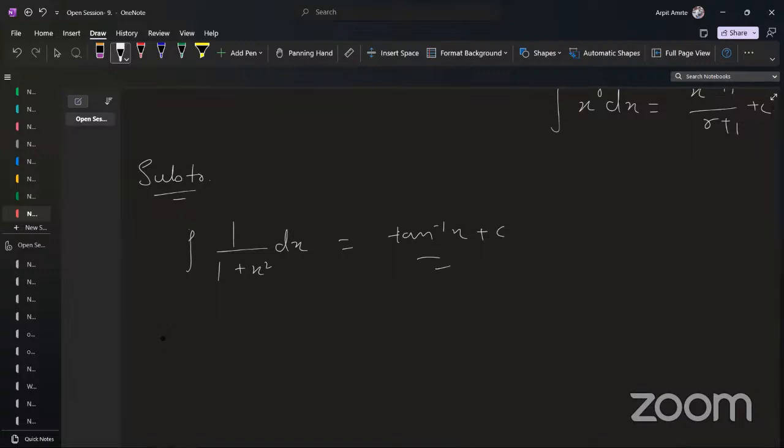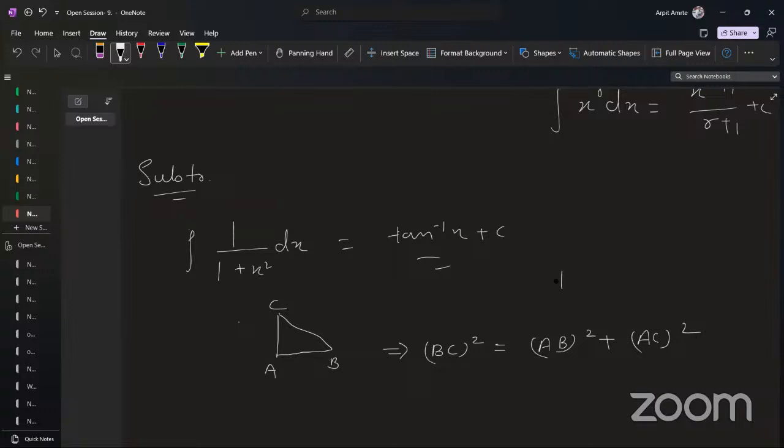What is the Pythagoras theorem? If we have this right angle triangle ABC, then what is the formula? The hypotenuse square, meaning BC square, is equal to what? AB square plus AC square, right? Yes, sir.